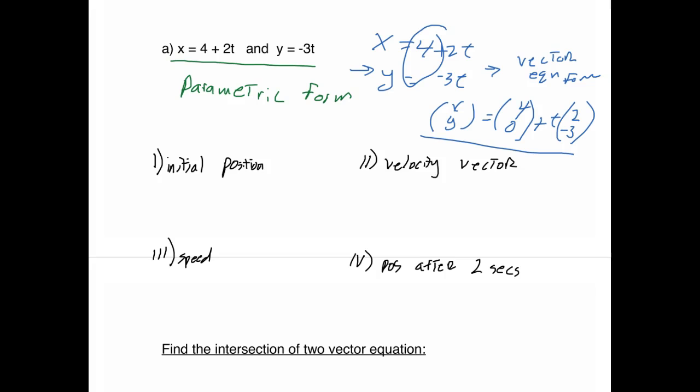And once you have that, the rest of the stuff should be fairly straightforward. Initial position, well, that's the A. So my initial position is the point 4, 0. That's where that vector starts. The velocity vector, well, that's the B. So my velocity vector is 2, negative 3. The speed, like we talked about last time, that's the magnitude of the velocity vector.